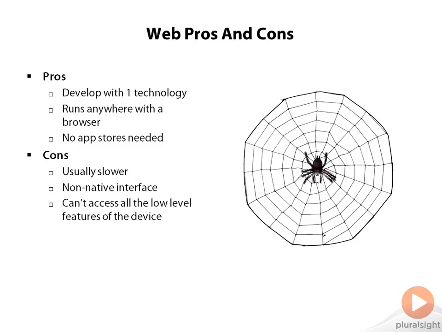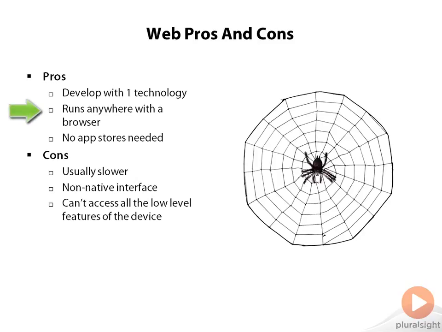First, looking at a web app, some of the pros that you can immediately see are that you are just going to be using one technology. When you develop a web application, you could have that web app run on different devices, and you could write that web application using HTML and JavaScript skills that you might already have. You won't have to learn different technologies for different platforms.